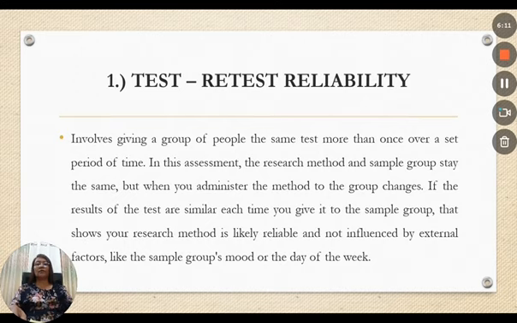If the results of the test are similar each time you give it to the sample group, that shows your research method is likely reliable and not influenced by external factors like the sample group's mood or the day of the week.